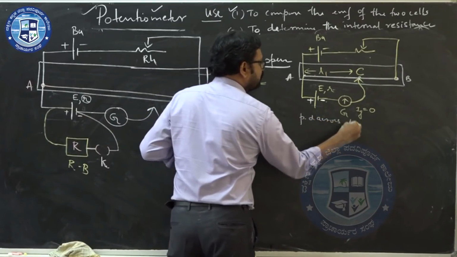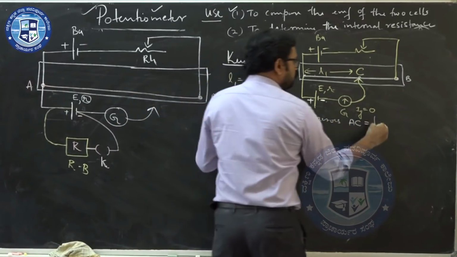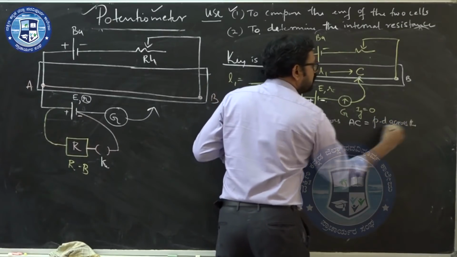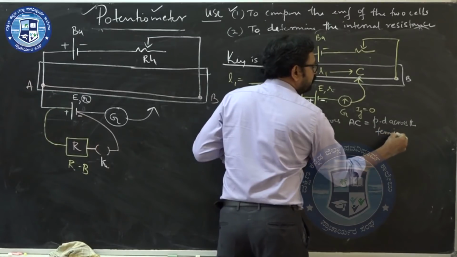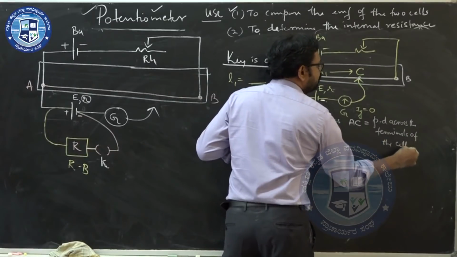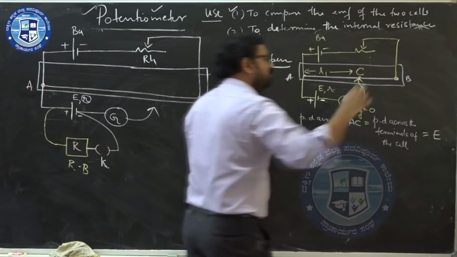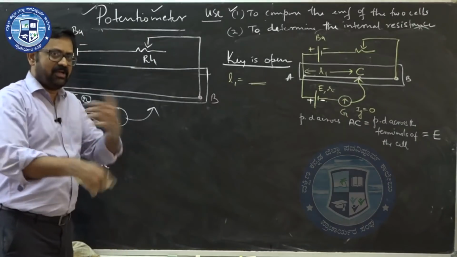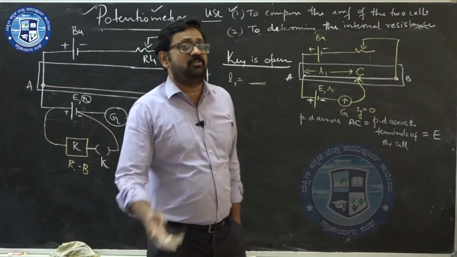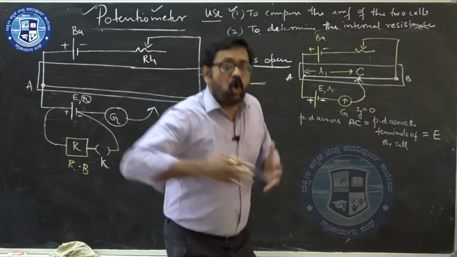which gives a clear indication that the potential difference across AC is equal to the potential difference across the terminals of the cell. Can I say this is equal to the EMF of the cell only? Yes, you have to agree. Already I explained in the previous part. Why is this potential difference across the terminals of the cell equal to EMF? Because the cell is in the open circuit.